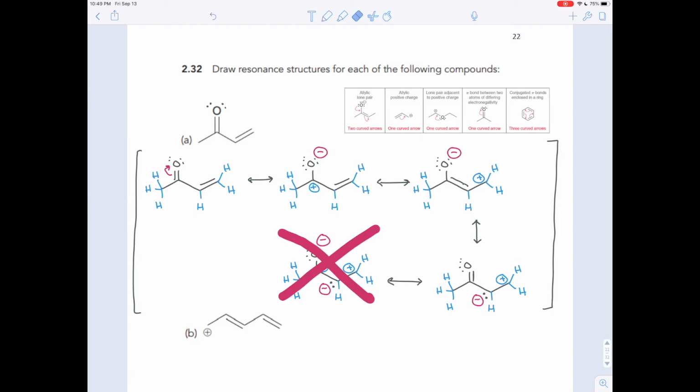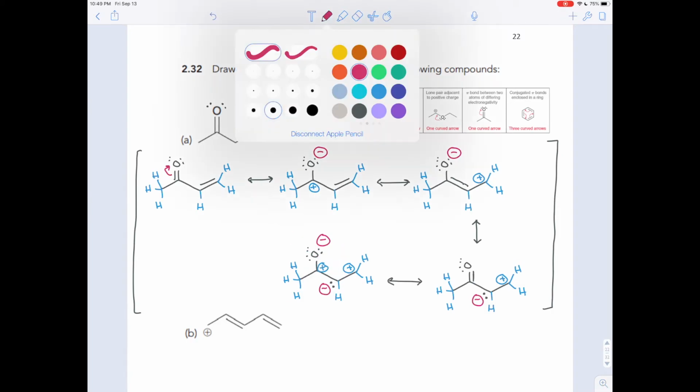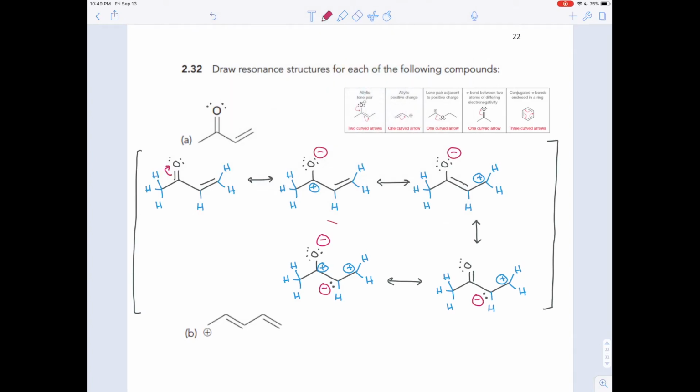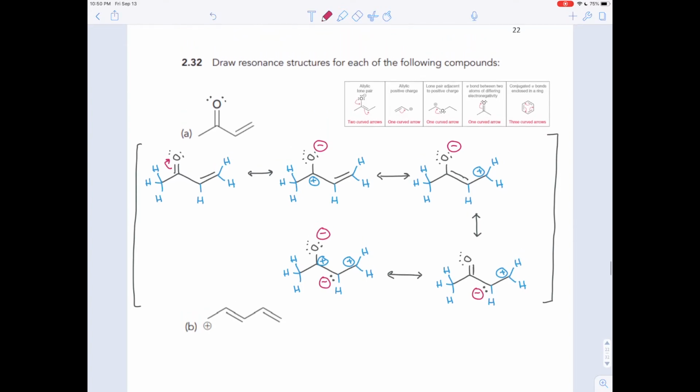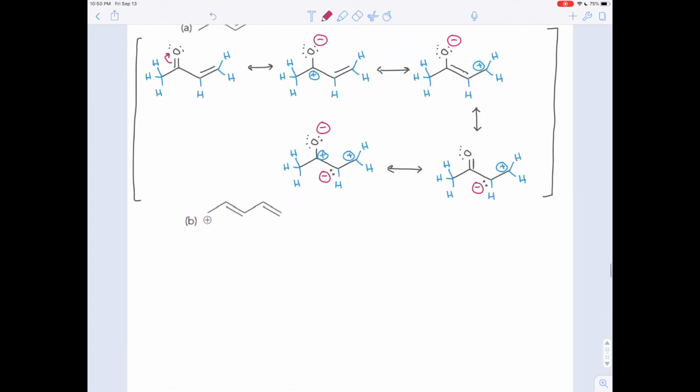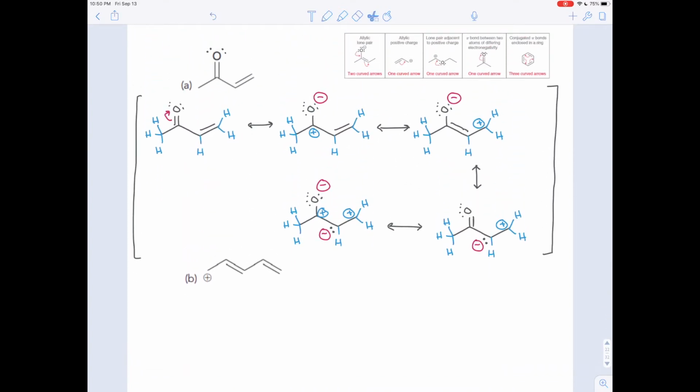But for our purposes, you could just draw every structure and leave it at that. Just know that the more charges are in a structure, the less significant it is. So the true structure is never any of these. Never at any point does it look like any of these. It is always just the average of all of them. All right, let's try doing the same sort of thing with B.